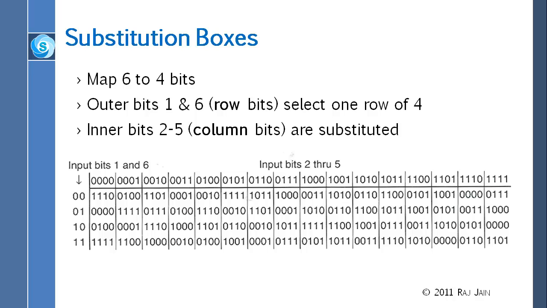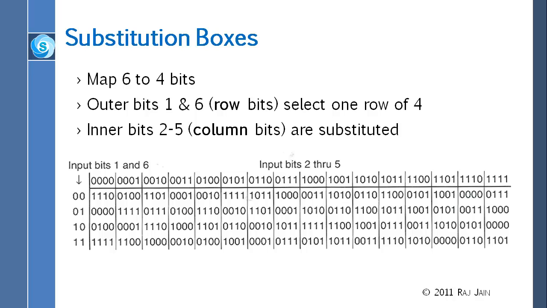Substitution boxes. Those S boxes take 6 bits and map to 4 bits. The way they do it is they take the outer bits 1 and 6 to select one of these 4 rows, and then use the middle 4 bits to select the column. And then the output is given here.